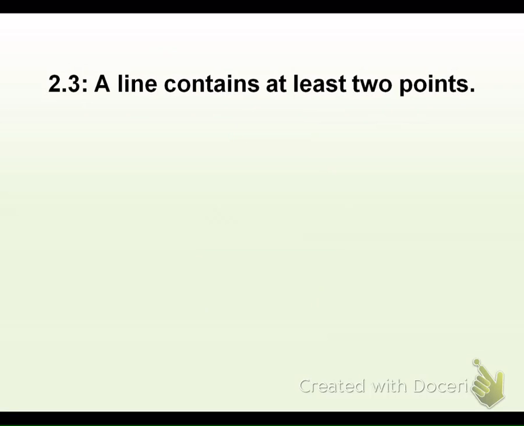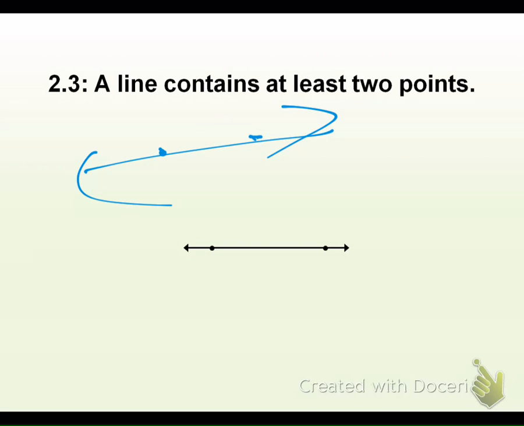Okay? 2.3, if you have a line, then it has at least 2 points. Really it has an infinite amount of points because it goes on forever, but you have to have 2 points to make up a line. You can't make up a line with just 1 point, right? I don't know what line this is. Is it that one, that one, that one, whatever? You have to have at least 2 points to make up a line. Really, there's an infinite amount of points, but at least 2 have to exist. You can't have a line that exists with just 1 point.